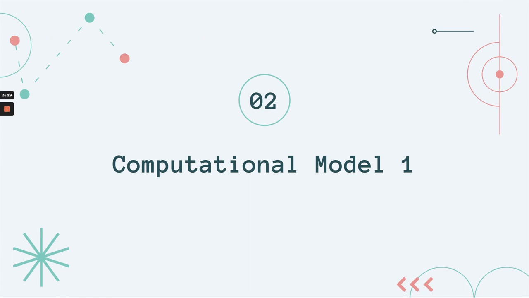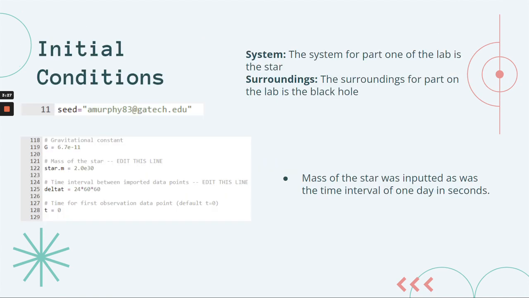So for the first computational model, going over some initial conditions, the system for this part is considered the star, and the surroundings is the black hole. So I inputted my Georgia Tech email, and then the mass of the star, which was 2 times 10 to the 30th kilograms, and then the time interval, which was supposed to be set to 1 day in seconds.